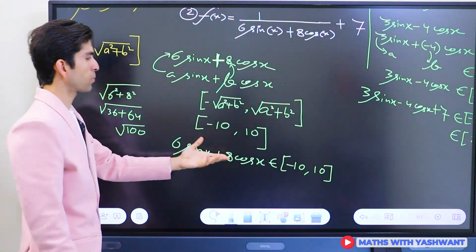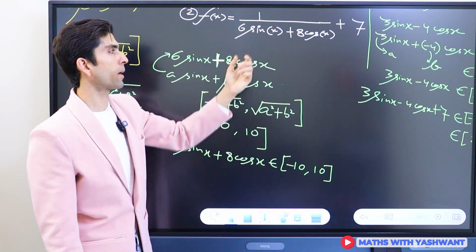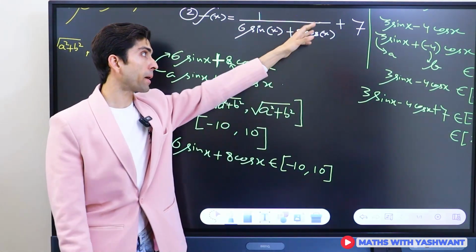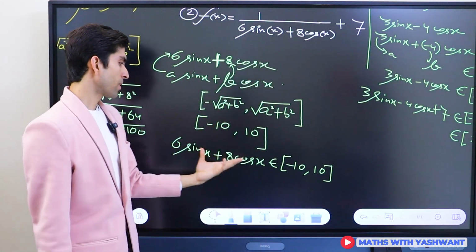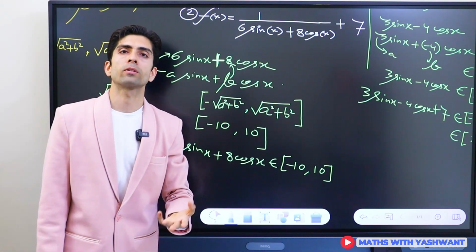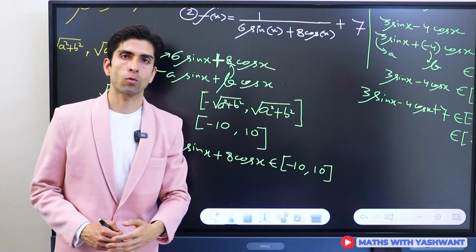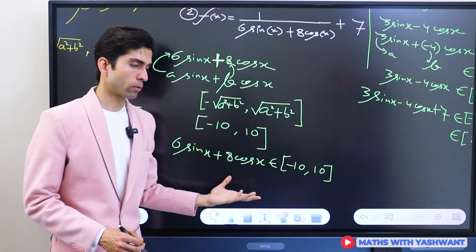Now we will do the reciprocal of 6 sin x plus 8 cos x. Then only we can get 1 upon 6 sin x plus 8 cos x, and after that we'll add 7. I have taught how to do the reciprocal in my previous video. I request you all once again to watch my previous video so that you can understand in a much better way what I am actually talking about.